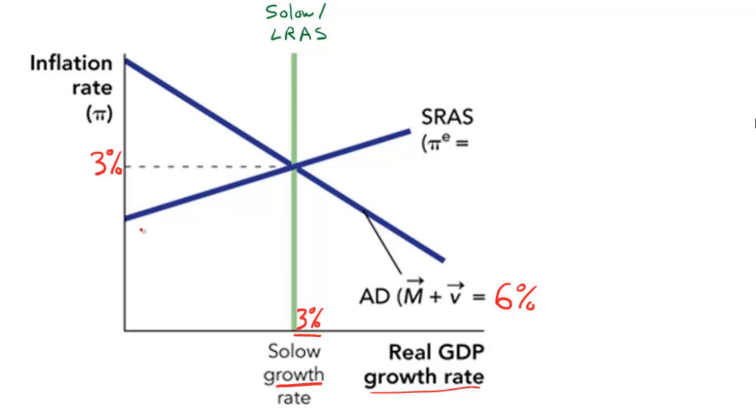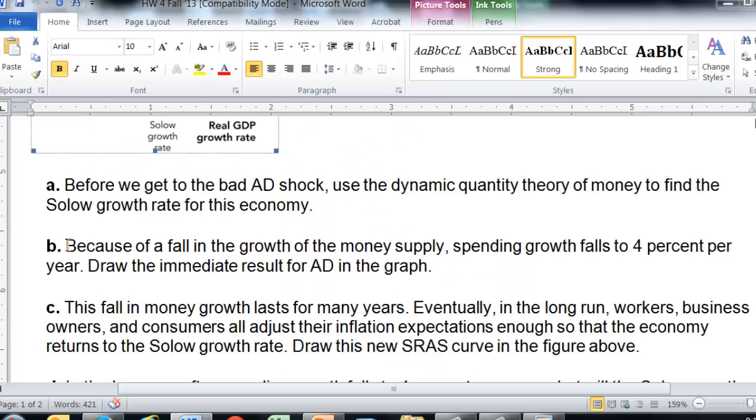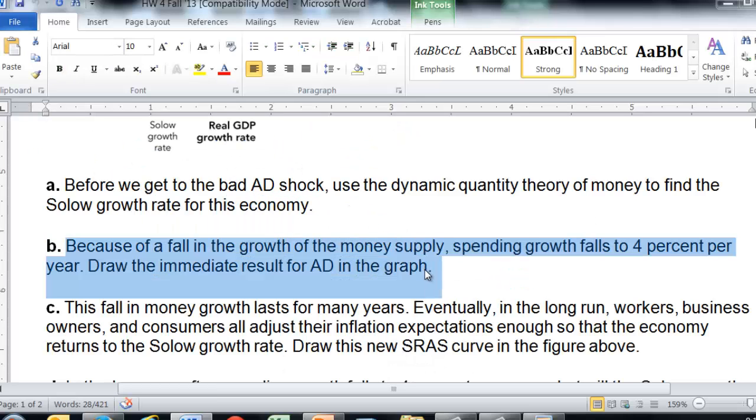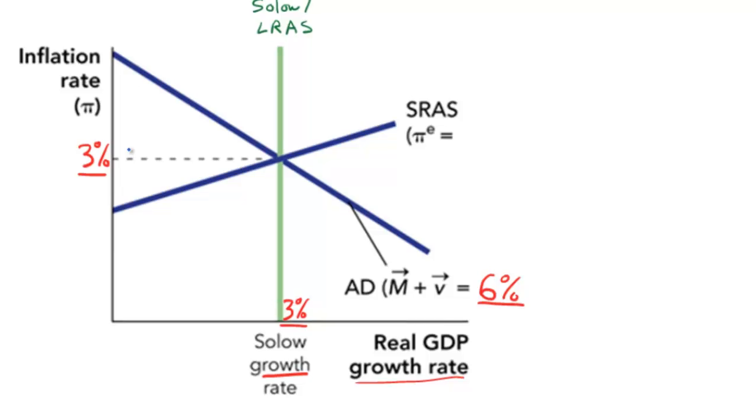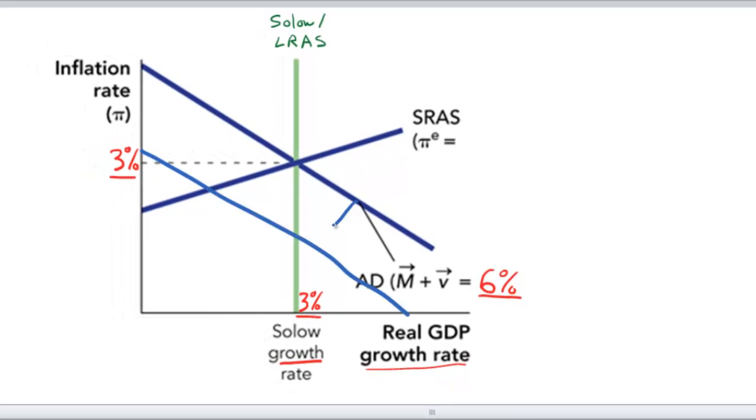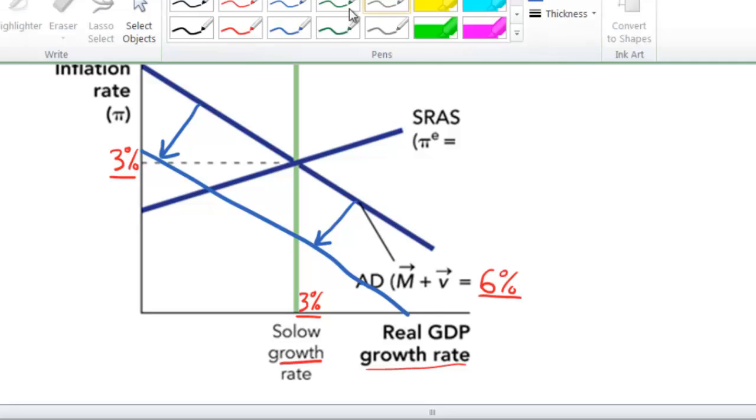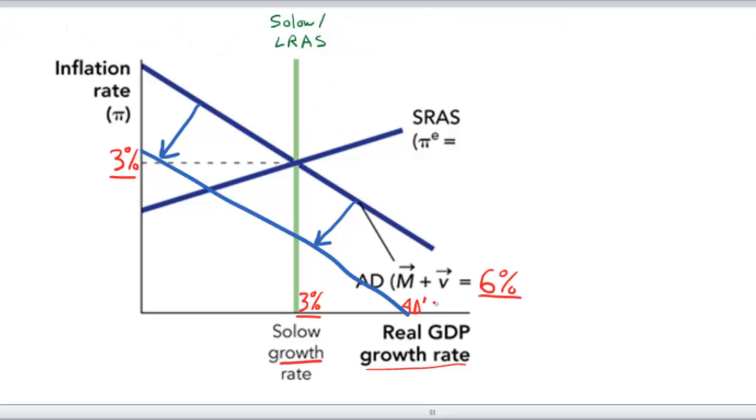3% real growth plus 3% inflation equals 6% total spending growth. Now, part B said we're going to have a fall in the growth of the money supply. Spending growth falls to 4% per year. Draw the immediate result for aggregate demand in the graph. All that we're going to do here is put in a lower aggregate demand curve. And we'll label this aggregate demand prime, and let's say it's 4% spending growth.